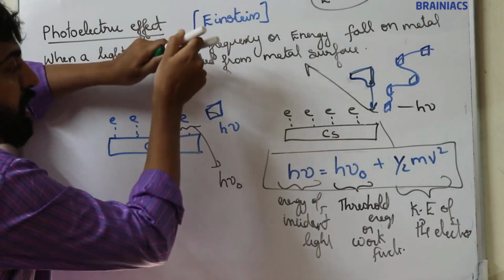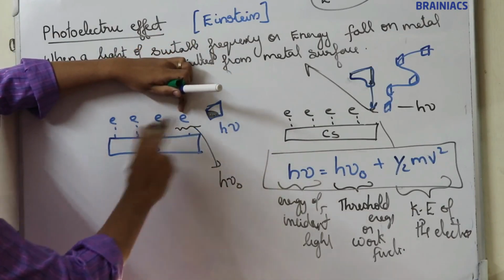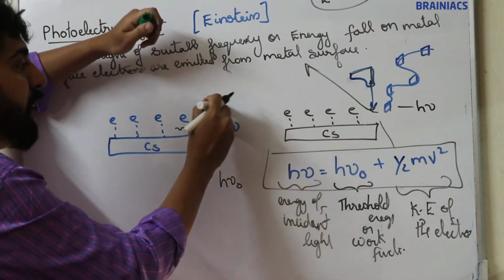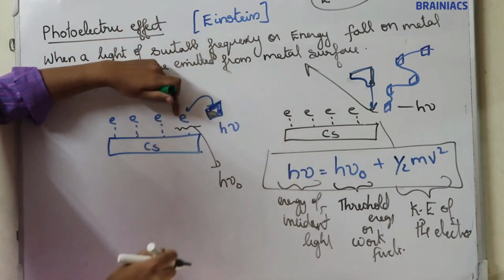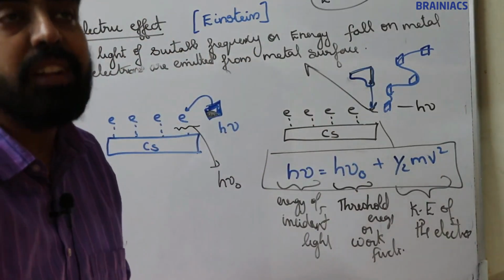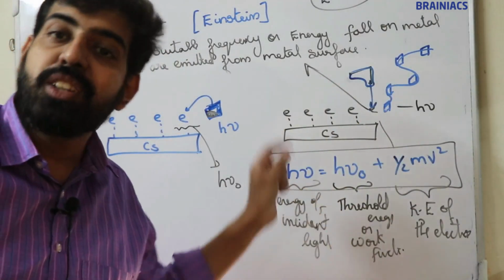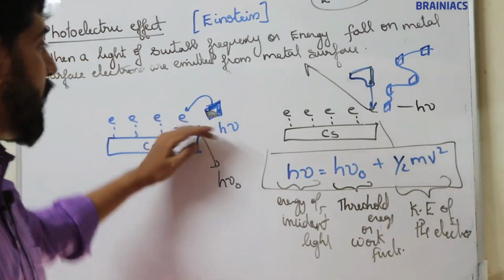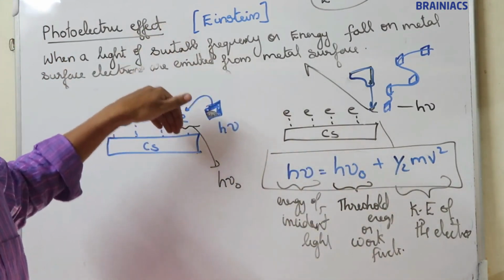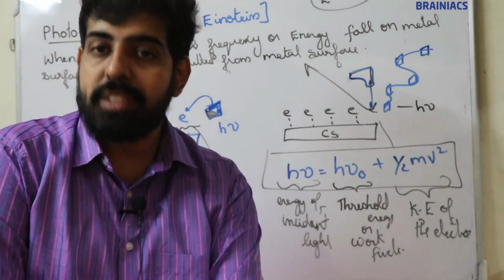This much energy is used to remove an electron from the metal surface, that is threshold energy. The remaining energy is given to the electron, so the electron will move from the surface, and that energy is known as kinetic energy. So we can write h nu is equal to h nu 0 plus half m v square.